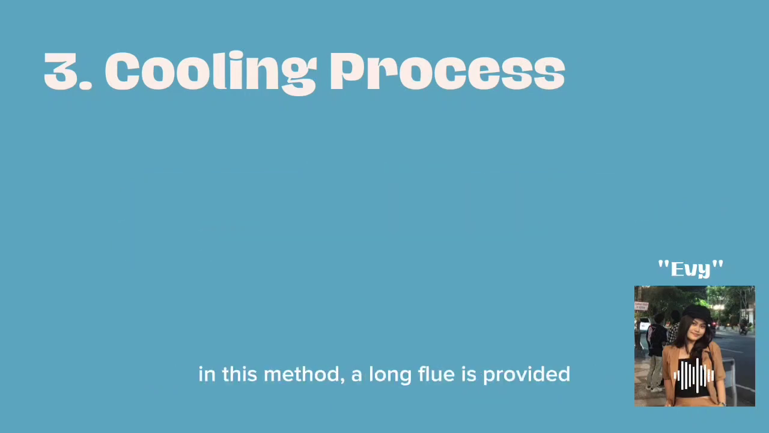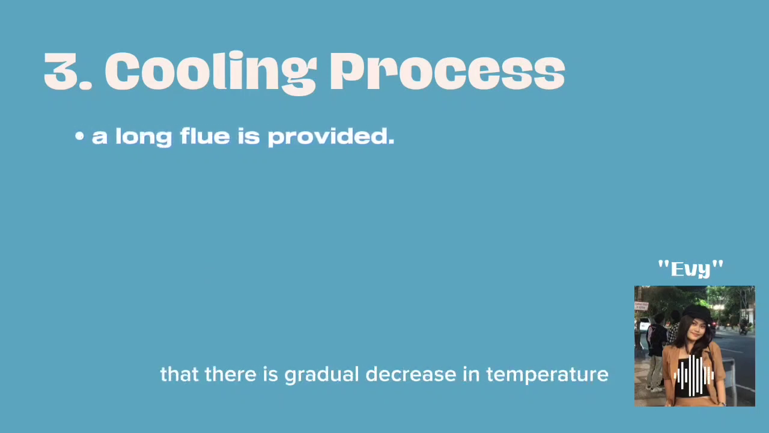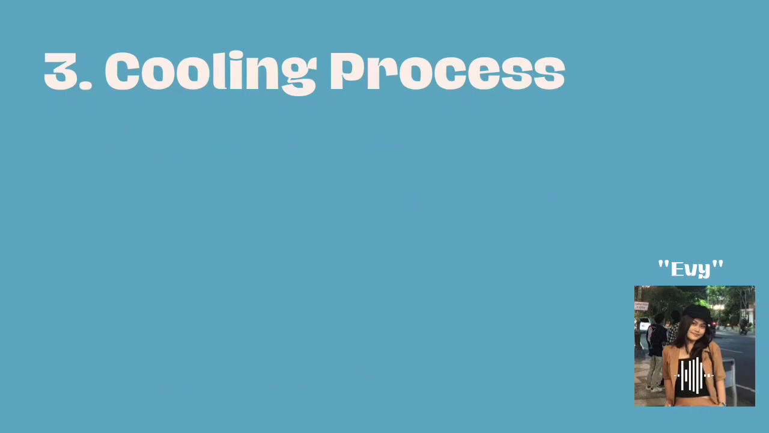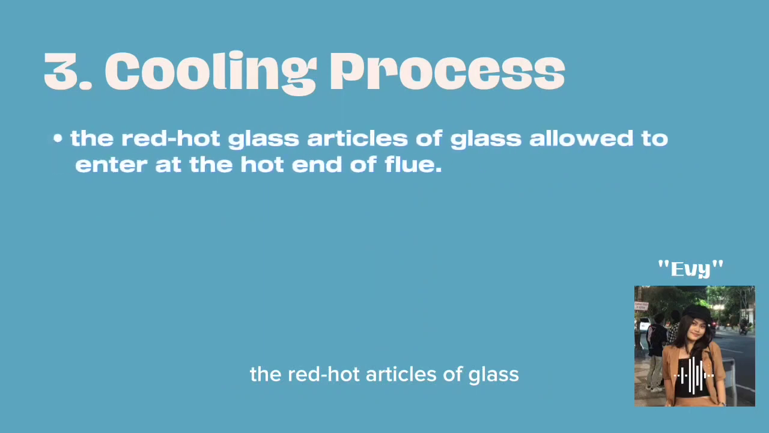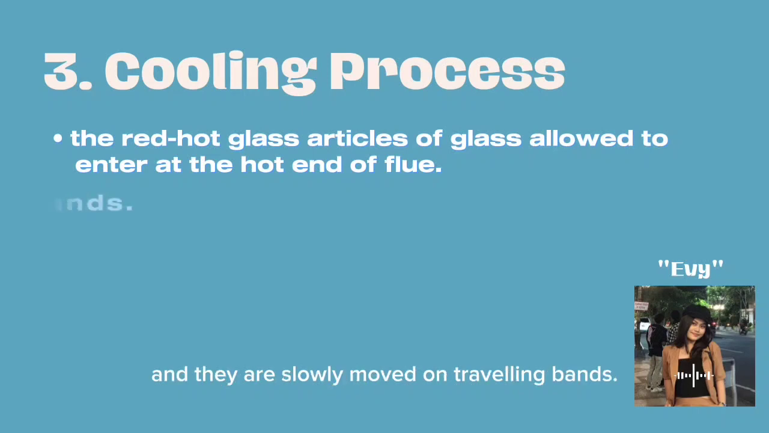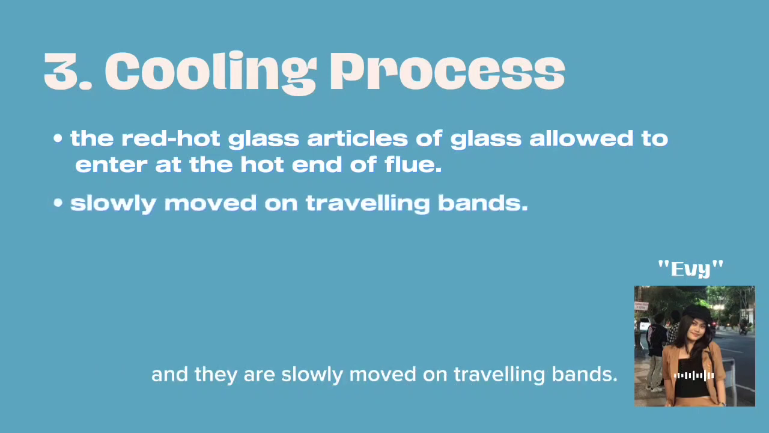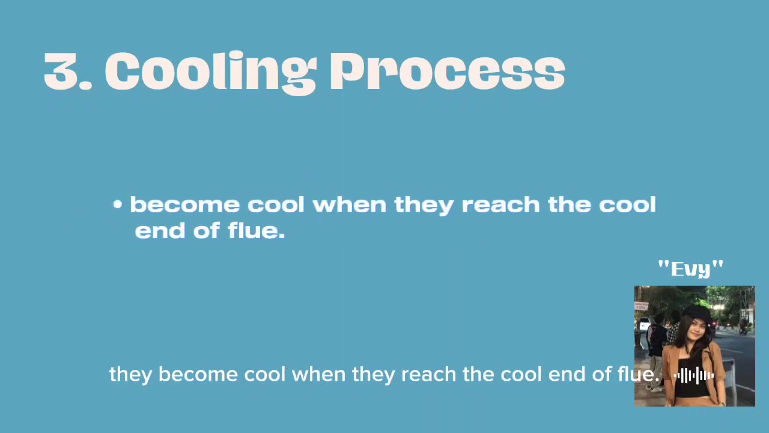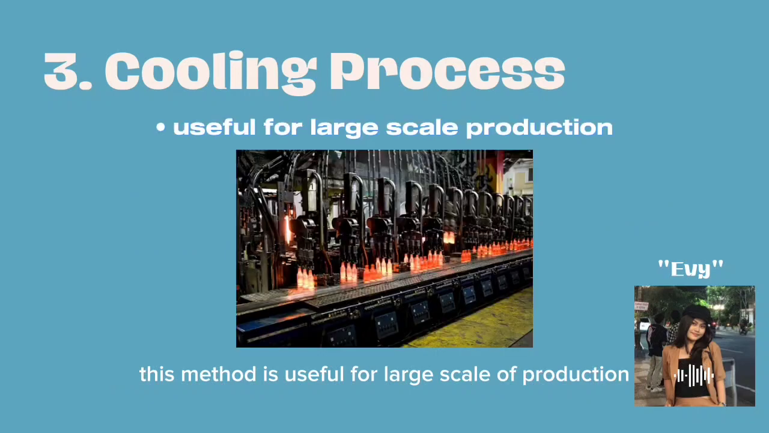Flue treatment. In this method, a long flue is provided and it is constructed in such a way that there is a gradual decrease in temperature from one end of the flue to the other. The red hot articles of glass are allowed to enter at the hot end of the flue and they are slowly moved on traveling beds. They become cool when they reach the cool end of the flue. This method is useful for large scale production.